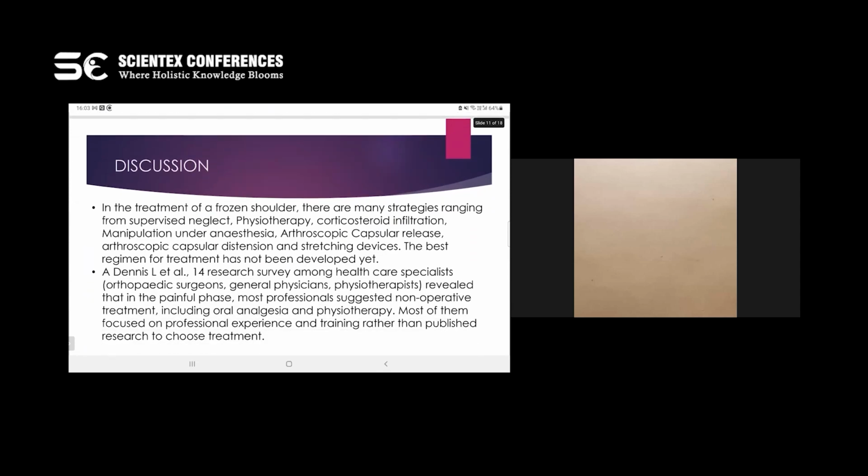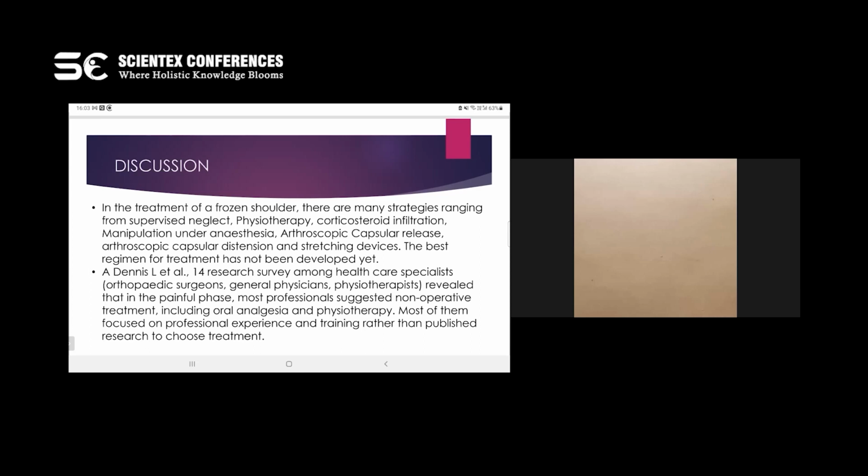So now going to the discussion, in the treatment of a frozen shoulder, there are many strategies ranging from supervised neglect. Supervised neglect is nothing but we don't give any treatment to the patient. We just keep on following up the patient, but the disease takes its natural course and the patient will improve. To physiotherapy, only physiotherapy with analgesics. And there are some studies showing corticosteroid infiltration into the subacromial space or into the shoulder joint or to break the adhesions. And there are some studies showing manipulation under general anesthesia.